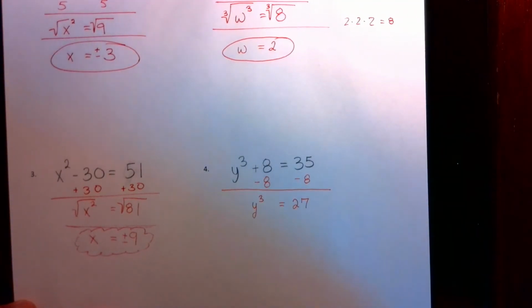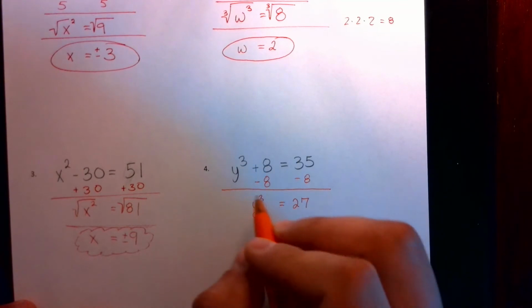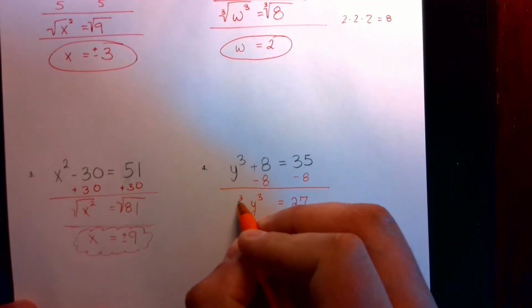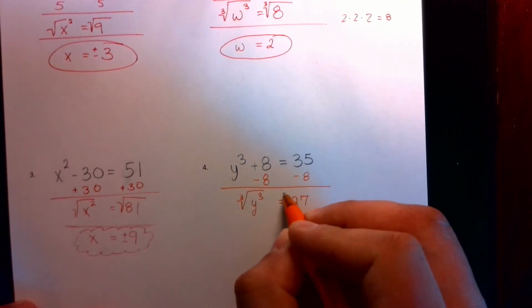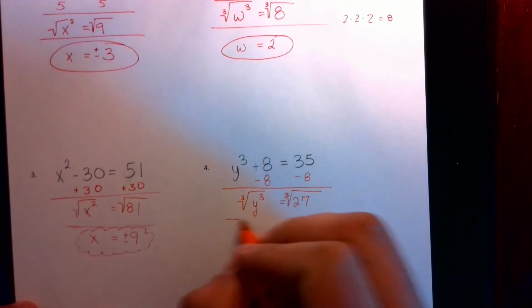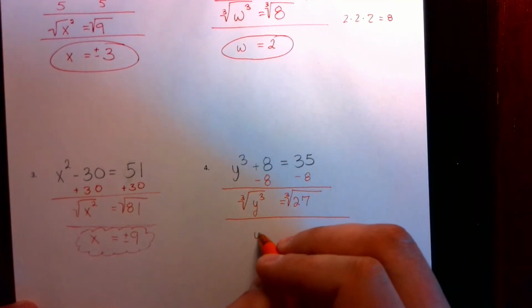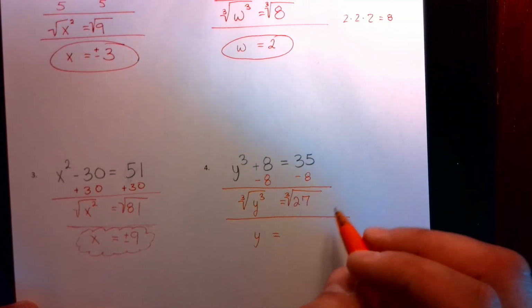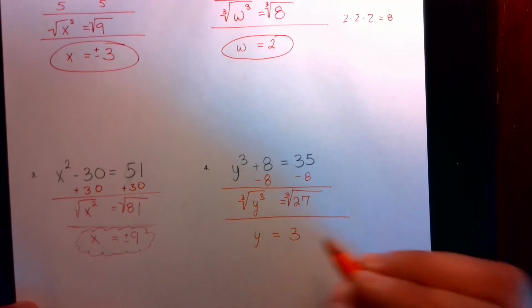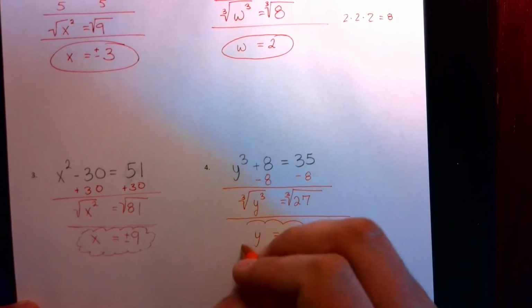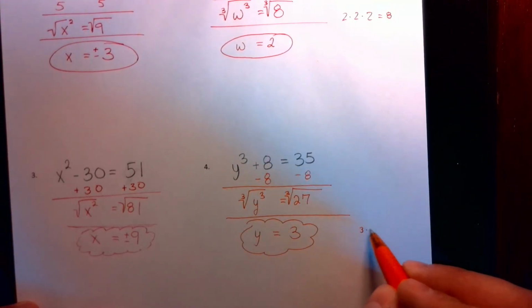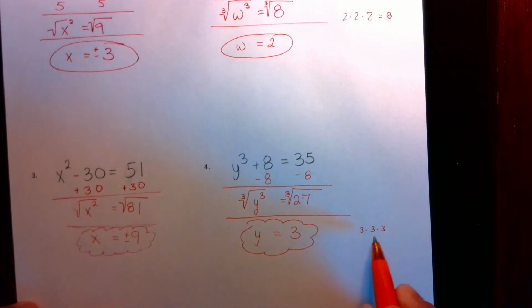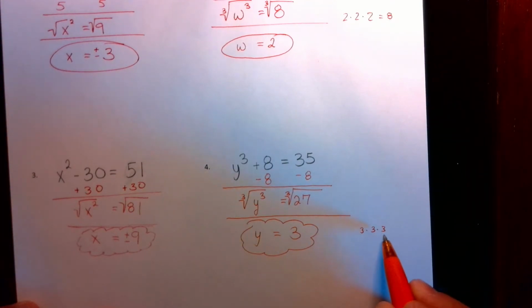I need to get rid of that exponent of 3, which is a cube, so the opposite of cubing something is taking the cube root, just like we did on number 2. And we get y is equal to, what number when you multiply it by itself 3 times gives you 27? That's 3. 3 times 3 times 3 gives you 27, right? 3 times 3 is 9, 9 times 3 is 27.